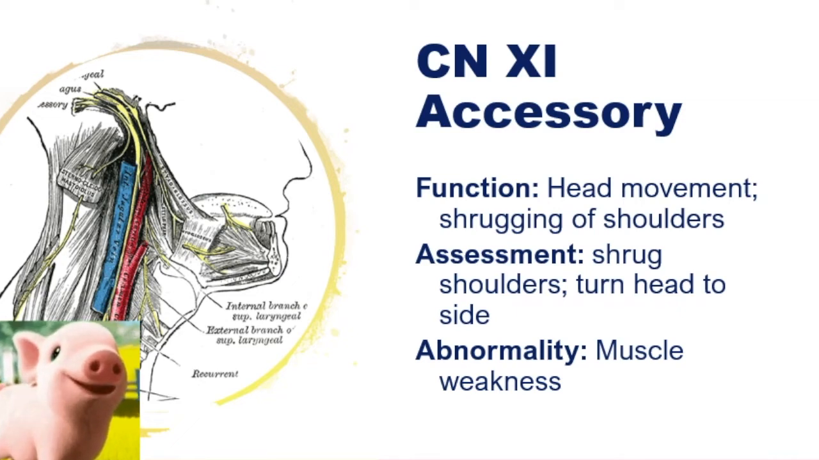So how to assess? You would ask your patient to shrug the shoulders, and then you would ask the patient to turn the head from side to side. And then class, for the abnormality, your patient will be unable to shrug the shoulder due to muscle weakness.